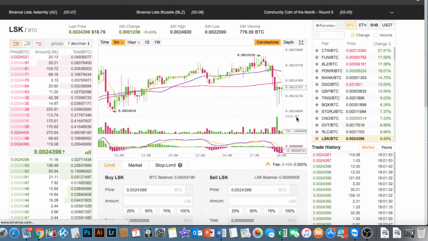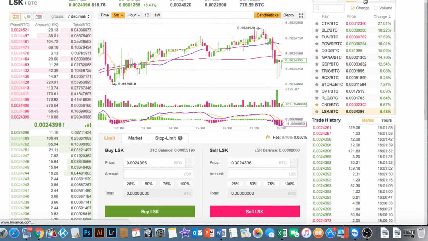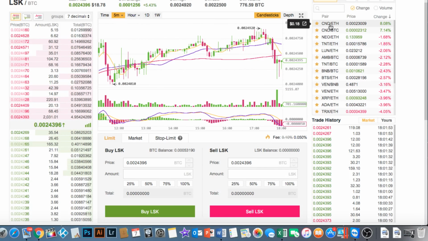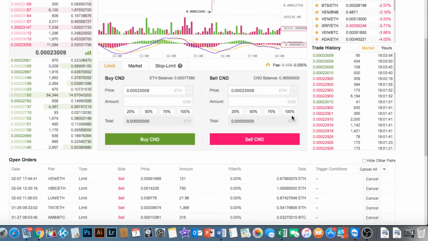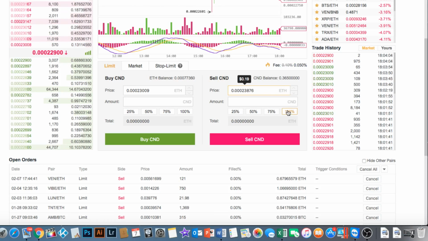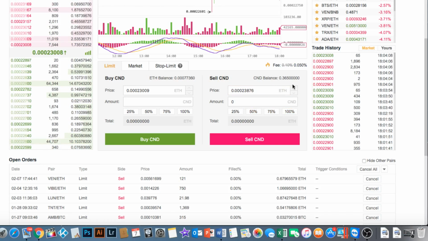Now again, you would use the same process if we wanted to sell it. Like for example, let's go to Ethereum. I have some Ethereum. We'll go to my syndicator. So my syndicator is already up for sale, but if I wanted to sell it, I would basically put in the price that I want to sell it for. I would say 100% or 50%, however many I wanted to sell. I could punch in the actual number. I would hit sell, and my order would show up right here, and I'll know that it's up for sale.